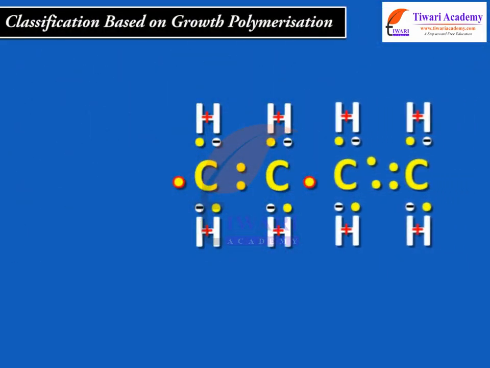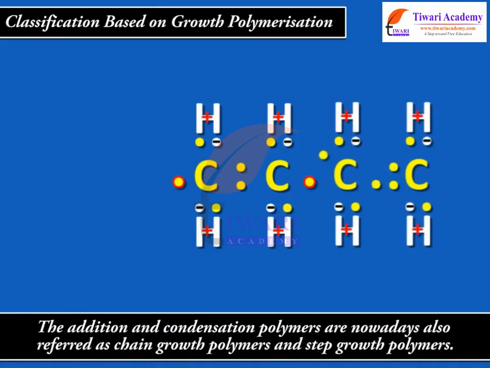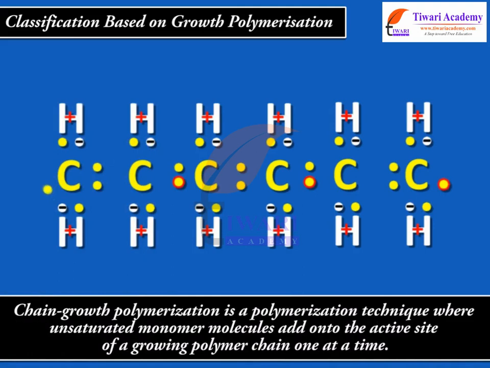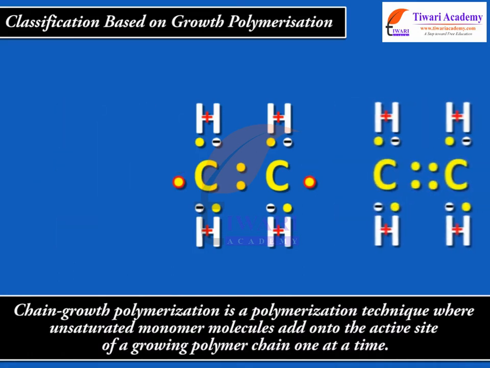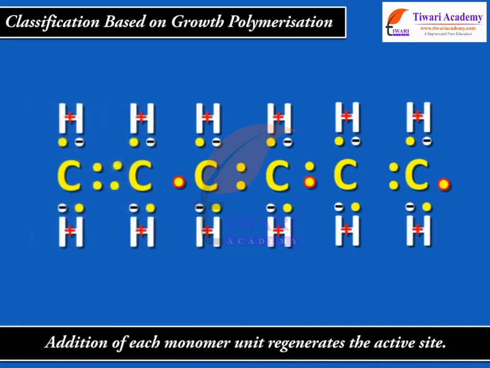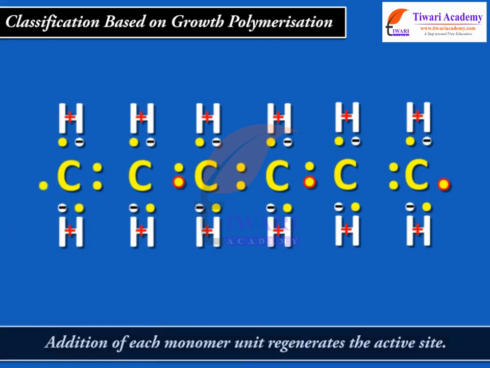Classification based on growth polymerization. The addition and condensation polymers are nowadays also referred to as chain growth polymers and step growth polymers. Chain growth polymerization is a polymerization technique where unsaturated monomer molecules add onto the active site of a growing polymer chain one at a time. Addition of each monomer unit regenerates the active site.